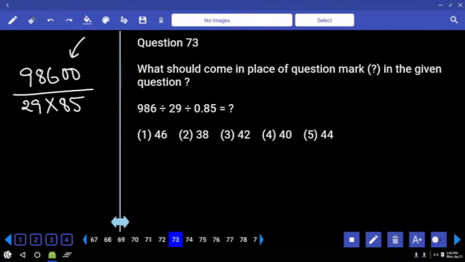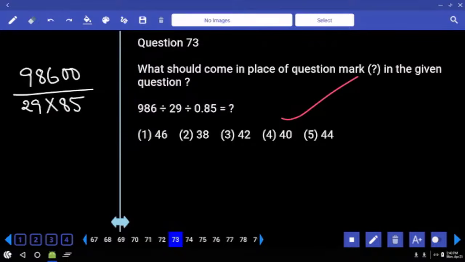Look at the denominator, forget about first number 29. There is no 5 multiple. Now 85, is it a 5 multiple? Is it a 5 square multiple? No. So in numerator we have 5 square, denominator we have 5. Answer will be, go to options. Only one.